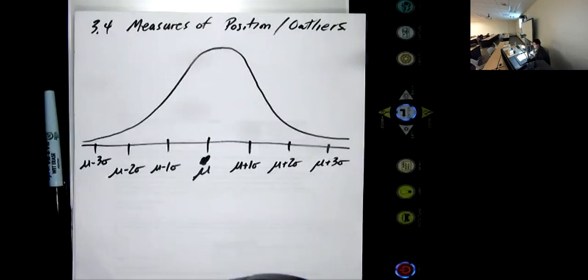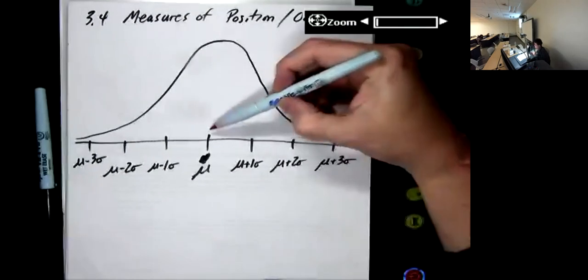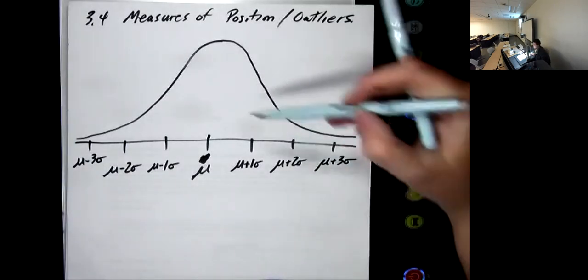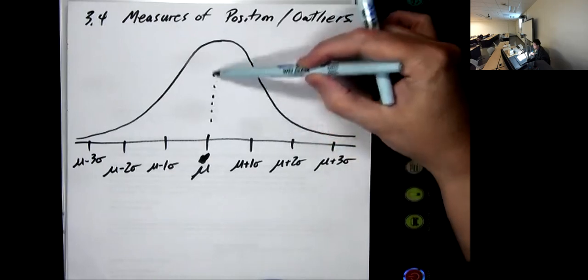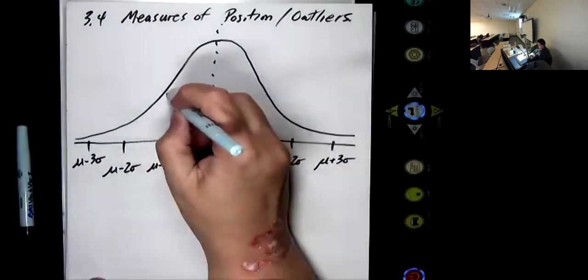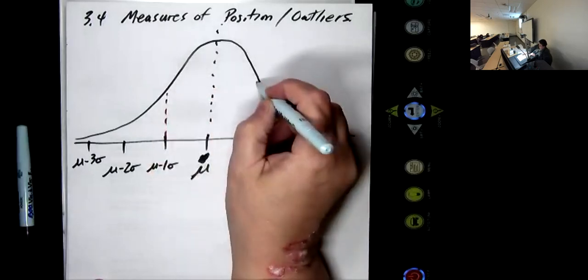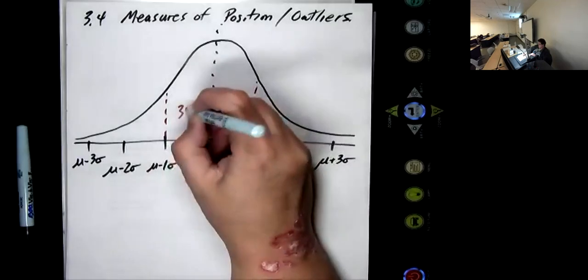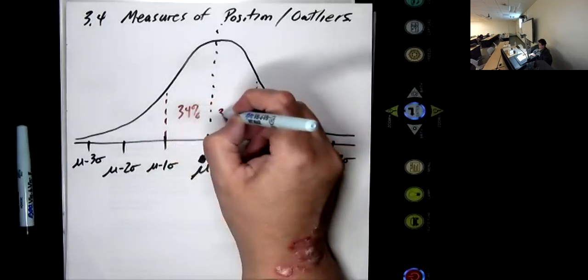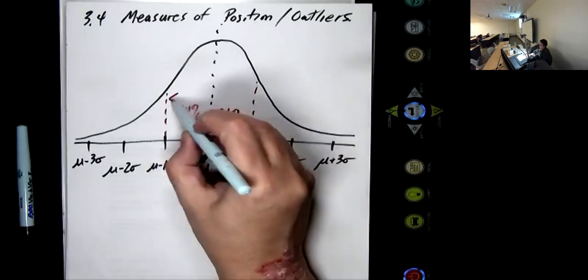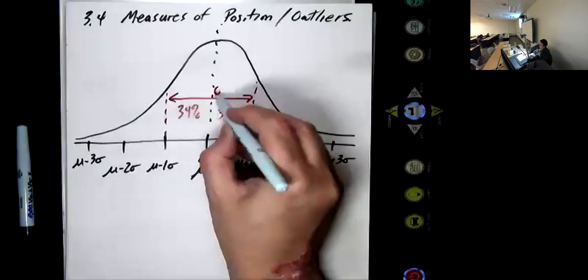The middle sections: in between the first two standard deviations, there's 34% in each section. So between the two, we have 68%.